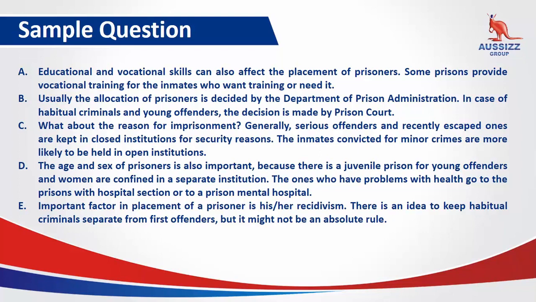An important factor in placement of prisoners is his or her recidivism. There is an idea to keep habitual criminals separate from first offenders, but it might not be an absolute rule. Now this seems to imply that this is not the first sentence and that there's still another sentence after all.